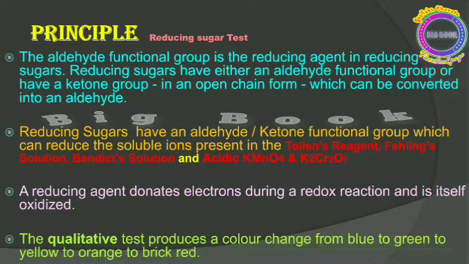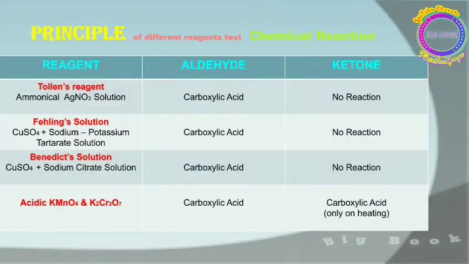These reagents react with the aldehyde or ketonic functional group to give the precipitate. The qualitative test produces a color change from blue, green, yellow, orange to brick red. This point is on the basis of the Benedict's test, where the color observed goes from blue, green, yellow, orange to brick red, depending upon the amount of reducing sugar present in the sample.